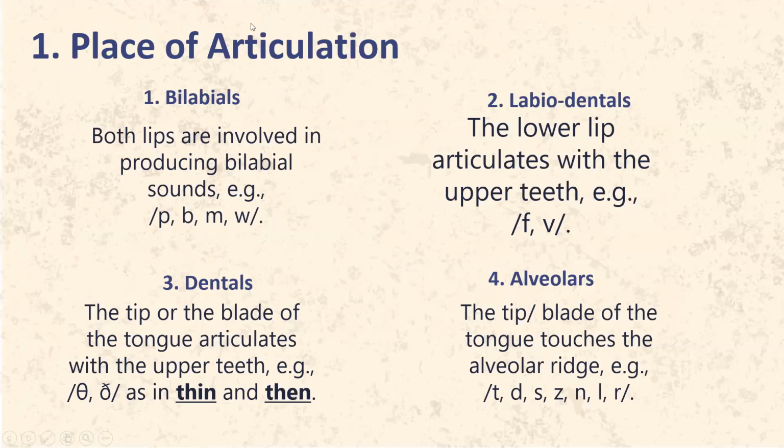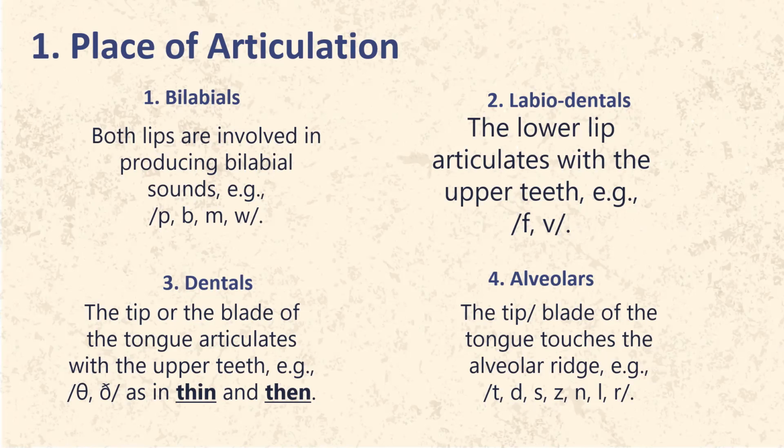Okay, first the place of articulation. أول حاجة عندنا مكان حدوث إعاقة الهواء. Okay, المكان. First we have bilabials. Bilabials comes from the word lips. Labials معناها الشفتين. But when we say bilabials we mean that the two lips are involved. Both lips are involved in producing bilabial sounds. For example, in English we have four bilabial sounds.